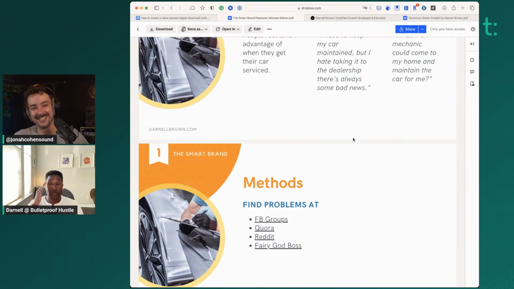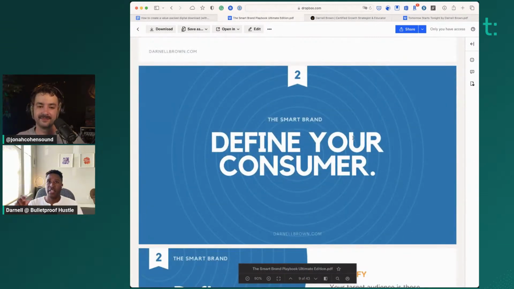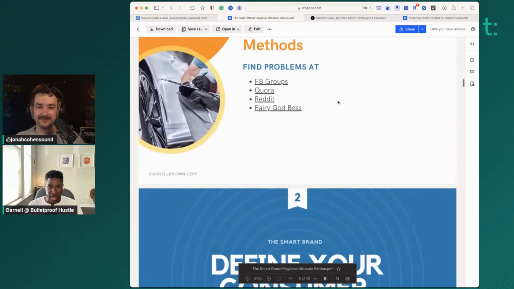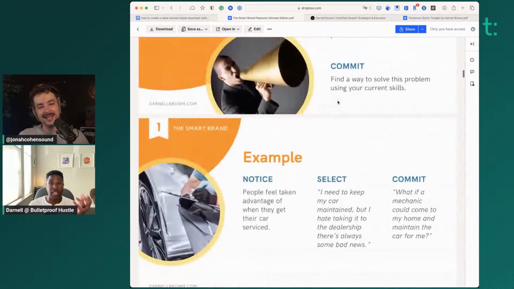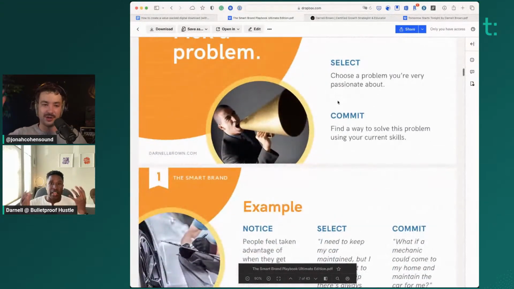Just pick one, versus having an idea and then it coming out and landing with a thud because nobody cared about it. But if you started here at the problem and then you went into defining your consumer, because you've seen the problem, you've seen who has it, and now you have to know whether or not you care enough about that audience, right? So that's just me breaking down the mechanics of how I built this particular digital download, right? And then you just go through the 10 steps.